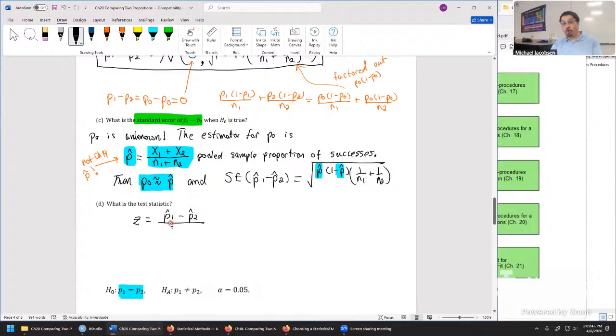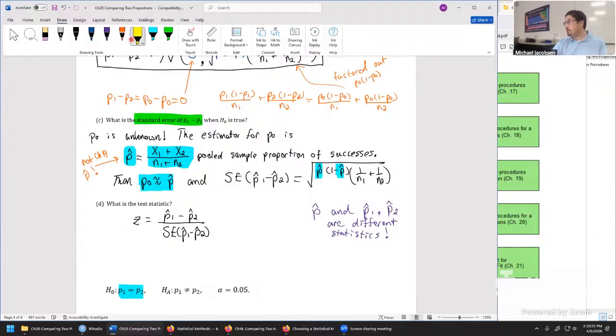So these are the ordinary sample proportion of successes. And already that deserves a big warning all in its own. P hat and p hat 1, p hat 2 are different statistics. So we go back to the ordinary sample proportion of successes, p hat 1 minus p hat 2. We divide it by the standard error of p hat 1 minus p hat 2, which is from this formula right here.